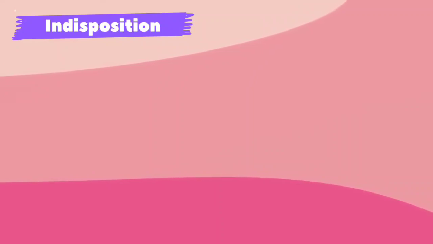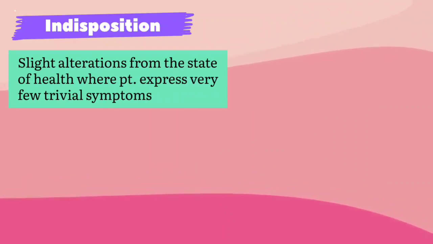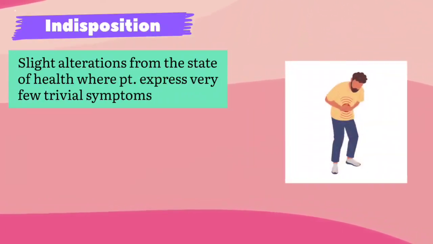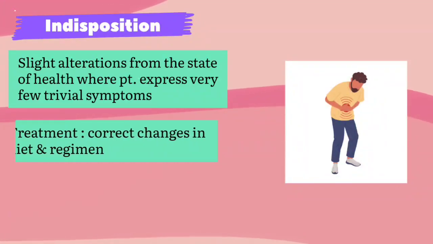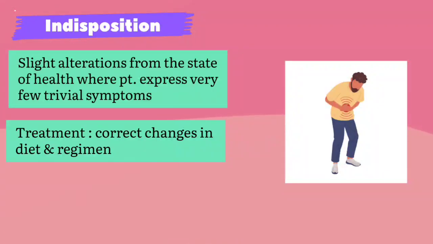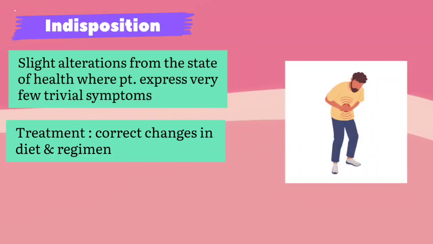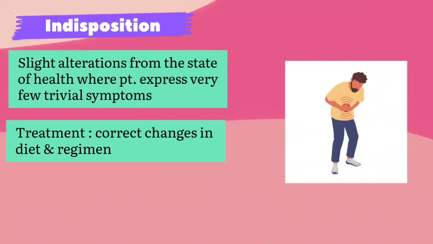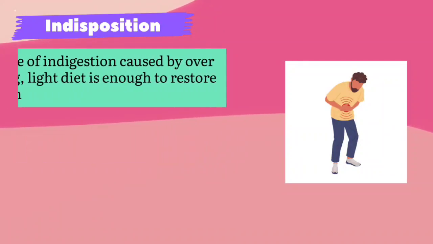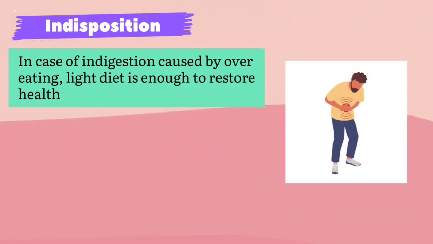Now indispositions are nothing but slight alterations from the state of health where the patient expresses very few trivial or unimportant symptoms. So indispositions are not very severe diseases and are caused by some changes in diet and regimen, and thus they are also treated with correct changes in the diet and regimen. For example, in a case of stomach upset or indigestion caused by overeating, fasting or light diet is sufficient to restore your health.